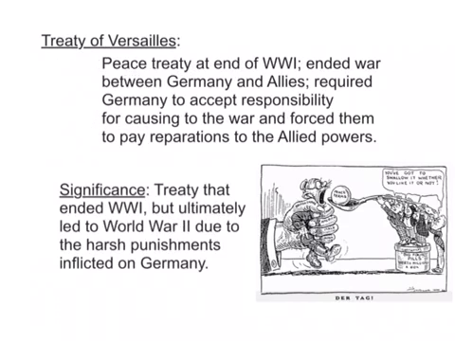Our next key term is the Treaty of Versailles. This was a peace treaty at the end of World War I, which ended the war between Germany and the Allies, but required Germany to accept responsibility for causing the war and forced them to pay war reparations to the Allied powers. So the significance is that this treaty ended World War I, but it ultimately led to World War II due to the harsh punishments inflicted on Germany. The political cartoon on this slide shows that Germany was forced to sign the peace terms. They didn't have a choice. Make sure you're writing this significance, drawing a picture, or using key terms in the far right-hand side of your vocabulary chart.